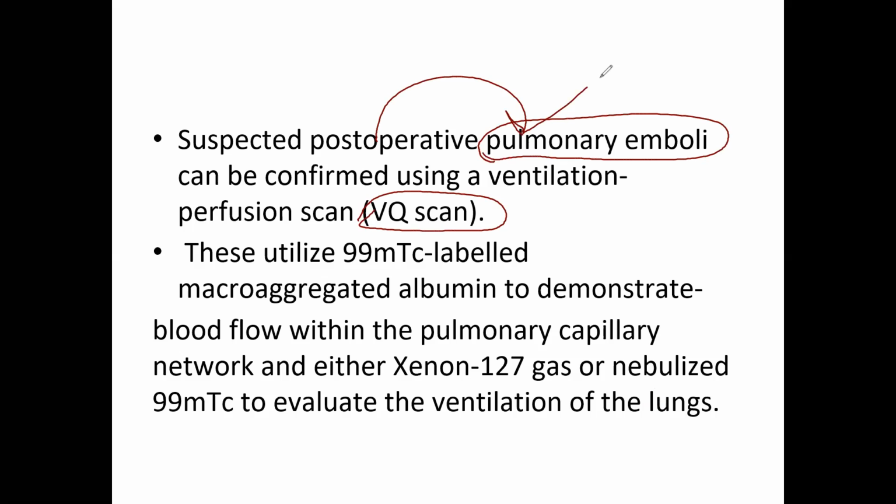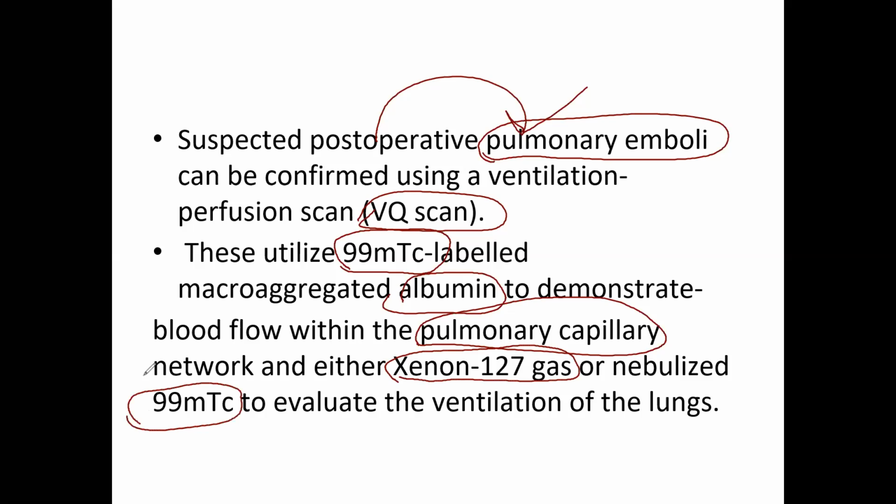Very important. So they utilize once again technetium-99m macro-aggregated albumin, especially to demonstrate the flow within the pulmonary capillary network, and either xenon-127 gas or nebulized technetium-99m to evaluate the ventilation of the lungs. So this is what is called a ventilation perfusion scan. Xenon-127 or technetium-99m can be helpful for the macro-aggregated preparations.